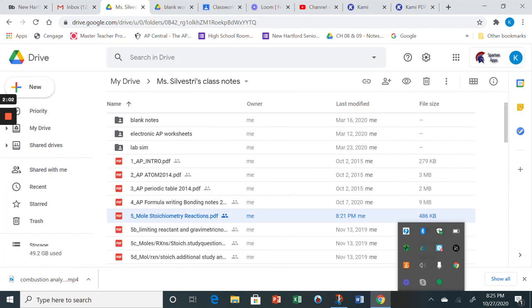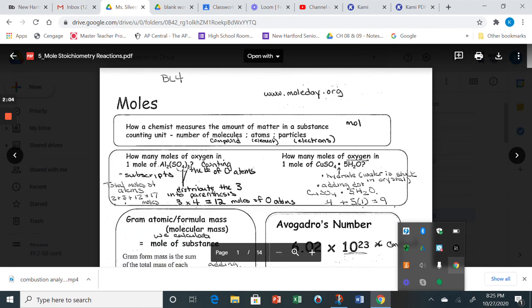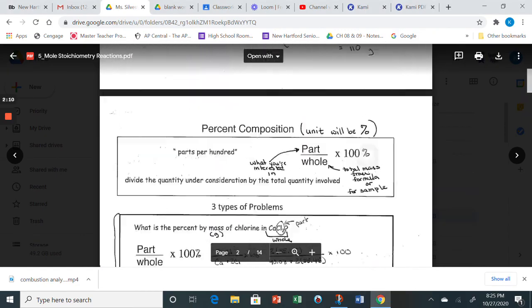Oops, whoops. What happened? That's my fault. I hit outside the box. Can't hit outside the box. Okay, so I have to scroll down now because I had to reopen it.